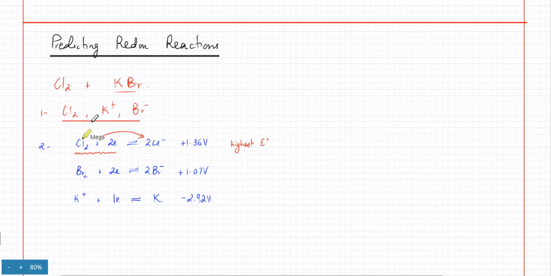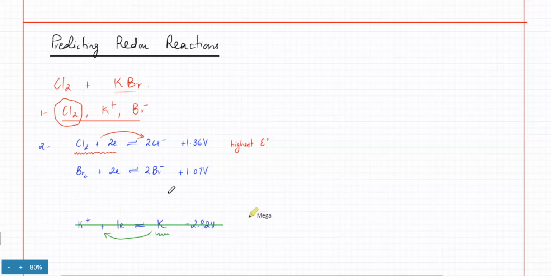So I've figured out that out of these three, it's Cl2 that's going to end up gaining electrons. Now I need to figure out who's going to lose electrons. The one that loses electrons is the one with the lowest potential. The lowest potential is potassium, but there is no potassium in our reactants anywhere, so we can't select this because we don't have potassium. I'm going to cut this out and take it to the side.